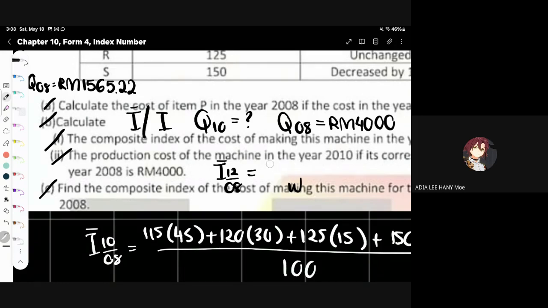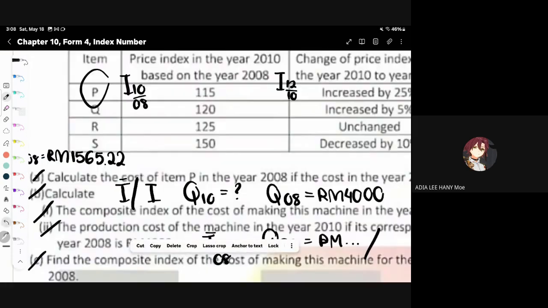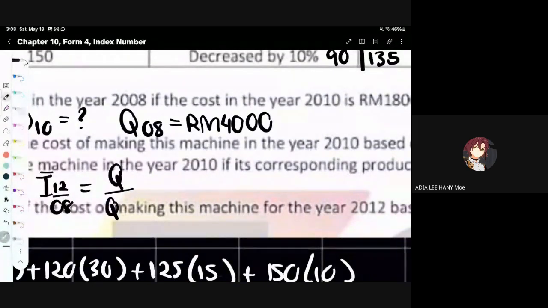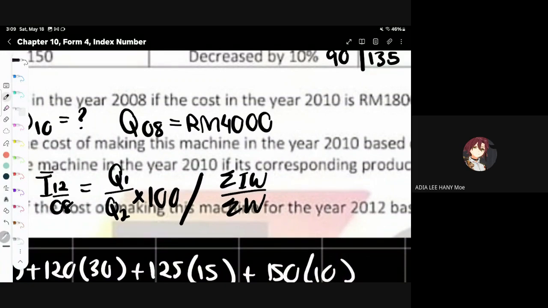So the best way to do this: if they mention the cost of something in the year, like 08, is equal to RM something, and then they mention the other year, you have to use the first formula, this formula here. Remember this formula. But if they did not mention, always assume that you have to use this formula. Okay, understand? So that's all for today's class.